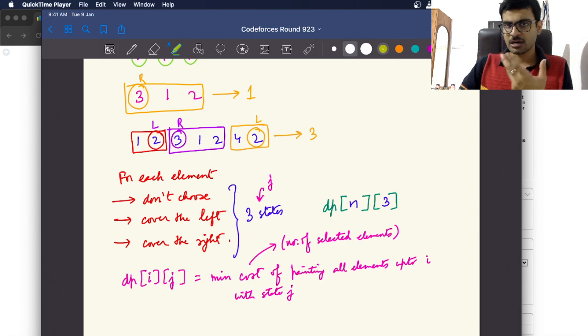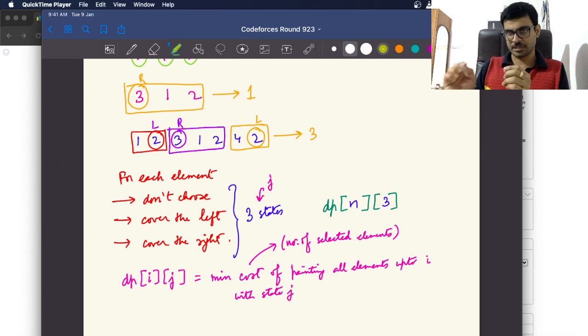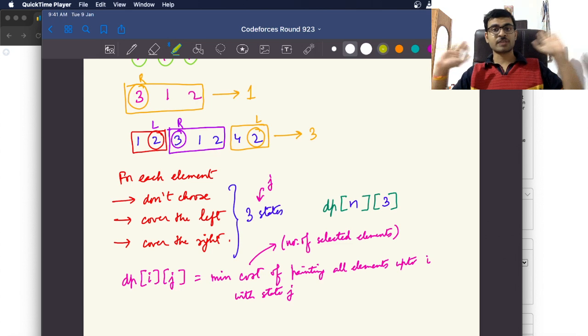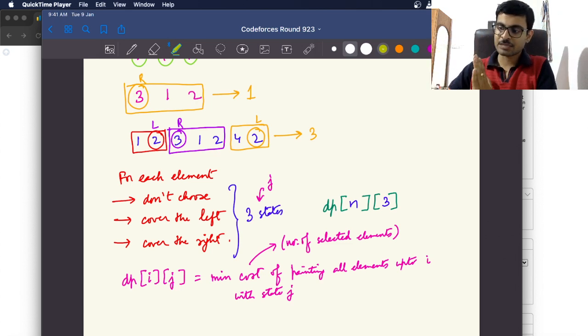This is a very common DP formulation where we go element by element. So there are n rows, and for each row, there are these 3 states. For the last element that you're considering at any point of time, you're either not choosing it, or making it cover the left, or making it cover the right. For each of these possibilities, with state j for the last element, what is the minimum cost of painting all the elements up to i? Forget all the other elements; consider only up to the ith position.